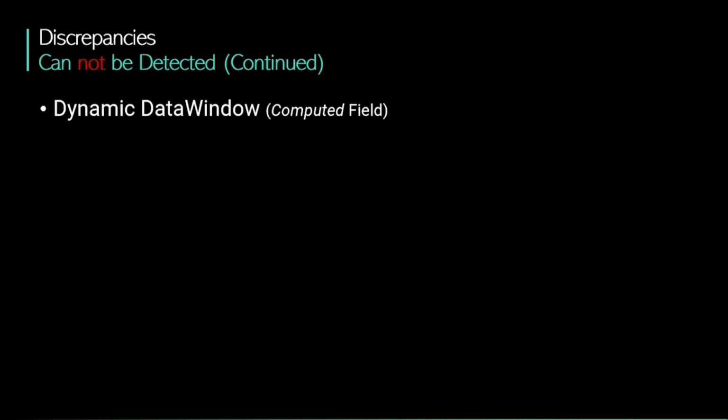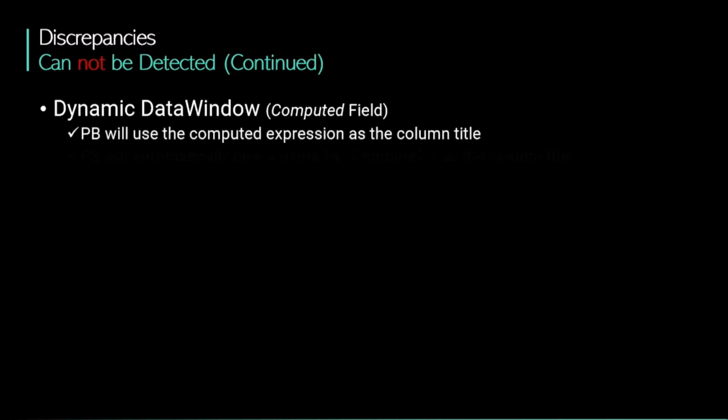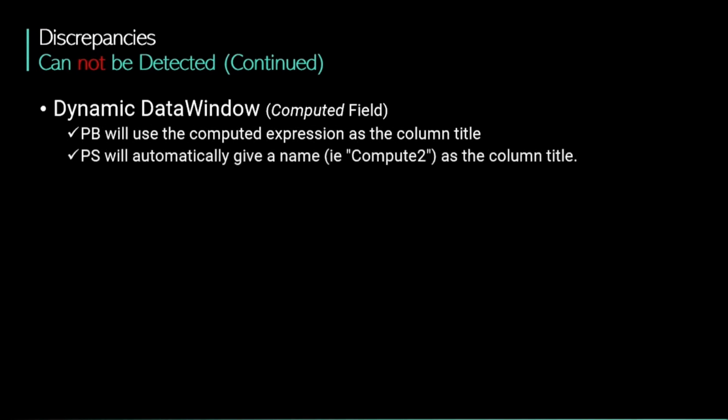Dynamic data windows on computed fields. PowerBuilder will use the computed expression as the column title. PowerServer will give it a name, for example, compute2. It doesn't use the actual column name, _t for example. You will have mapping issues on the dynamic data window, but that will result in an error on unit testing, so you should be able to find that.